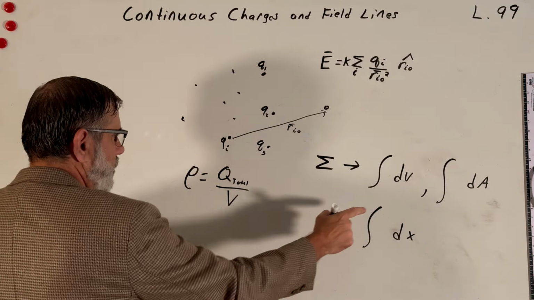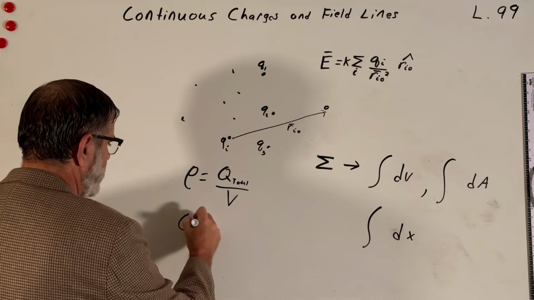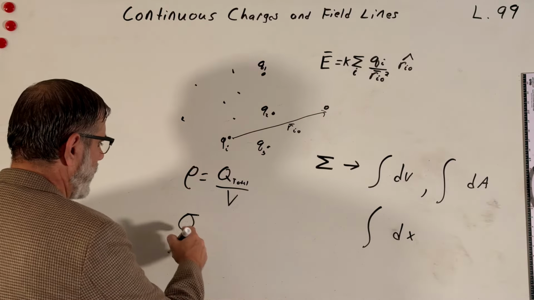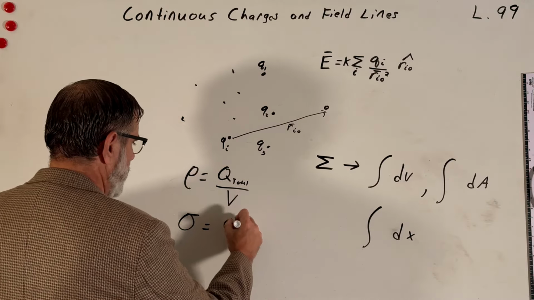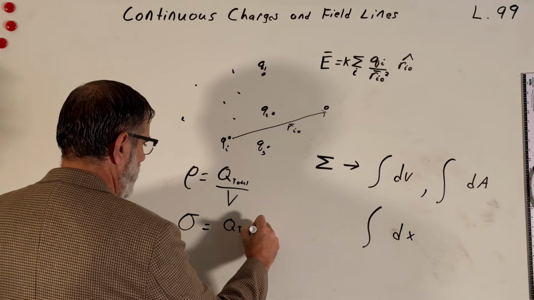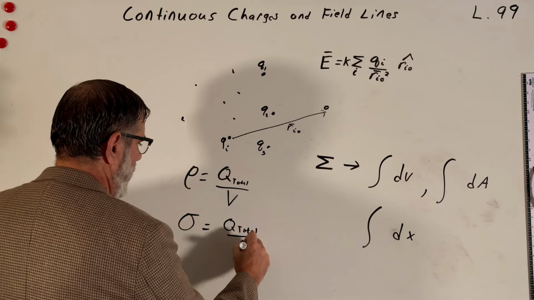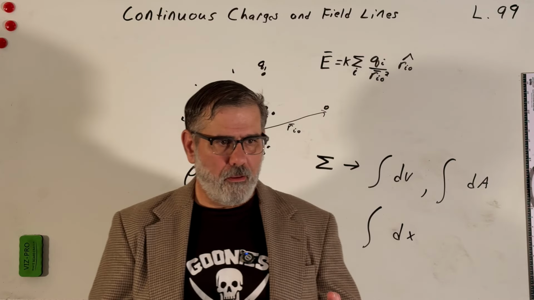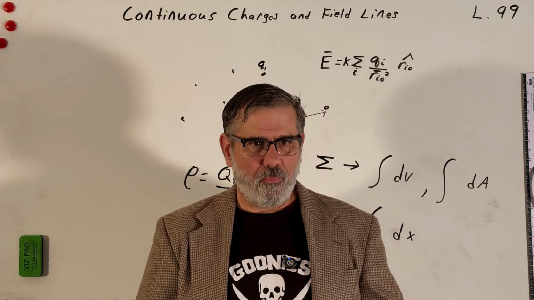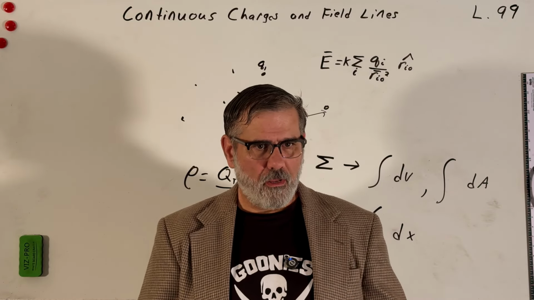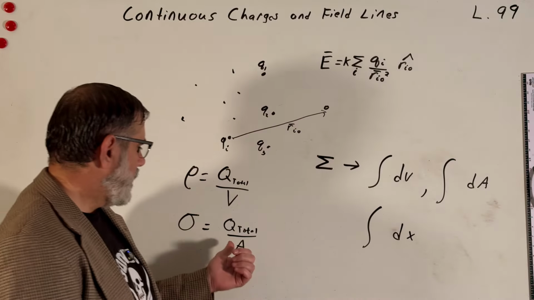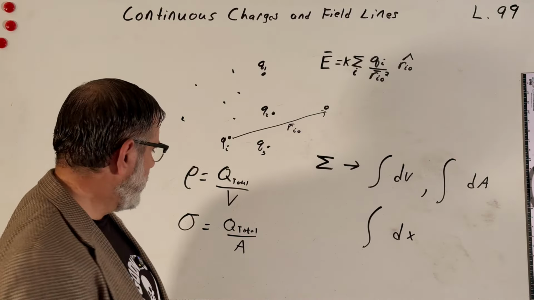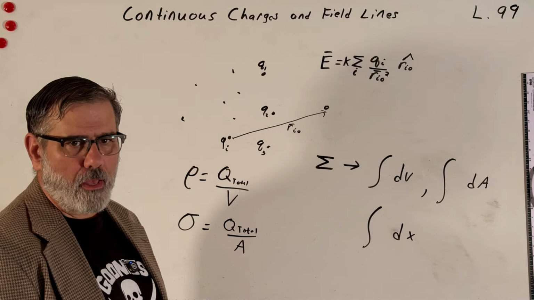We could also have, for areas, the standard symbol, lowercase sigma, and that is equal to Q total divided by the area. If we had an even distribution of charges on a sheet of metal, and we knew what the surface area of that metal was, then we could take the total charge on the sheet and divide that by the area, and that would give us this sigma, the charge per unit area.